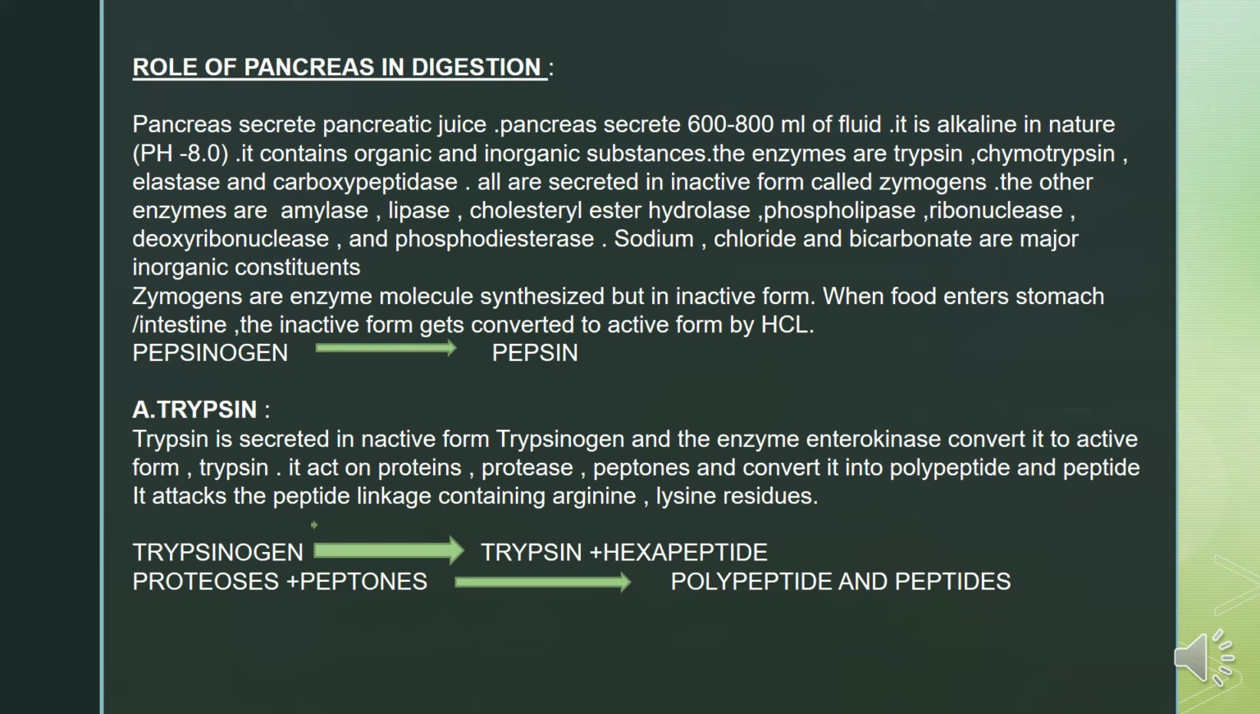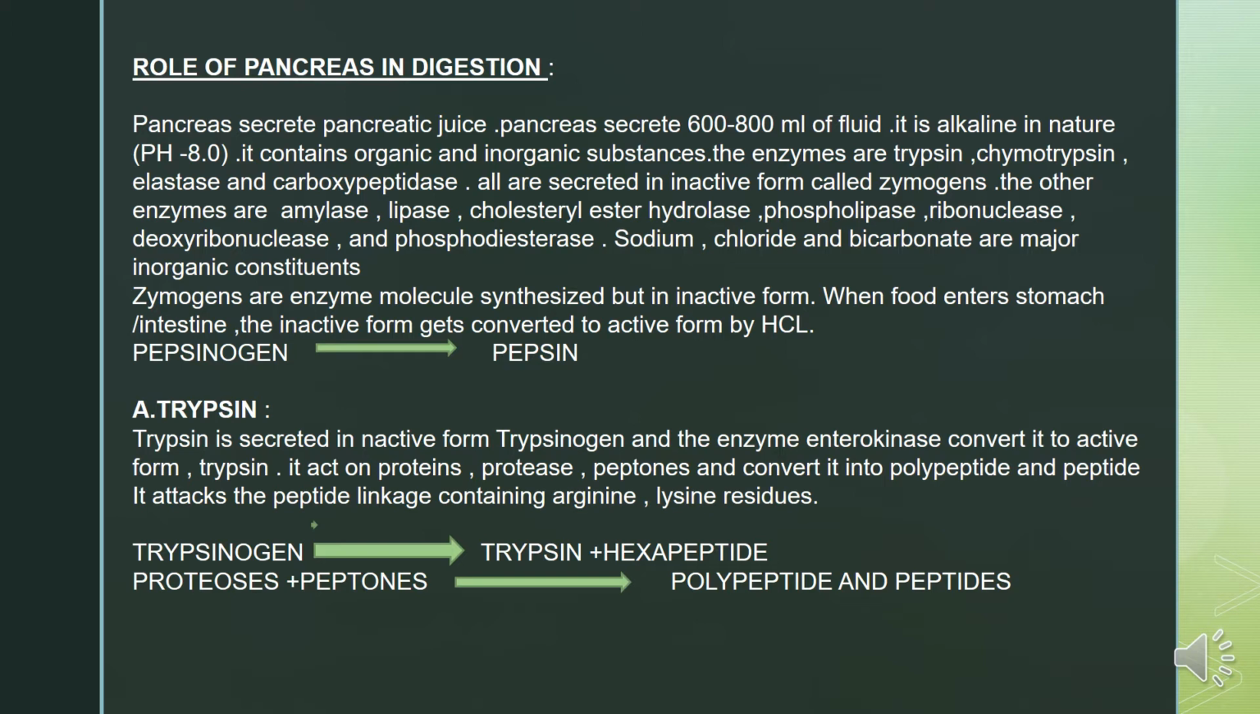Role of the pancreas in digestion. The pancreas secretes pancreatic juice. The pancreas secretes 600 to 800 ml of fluid. It is alkaline in nature, with a pH of 8.0. It contains organic and inorganic substances. The enzymes are trypsin, chymotrypsins, elastase and carboxypeptidase. All are secreted in inactive form called zymogens.